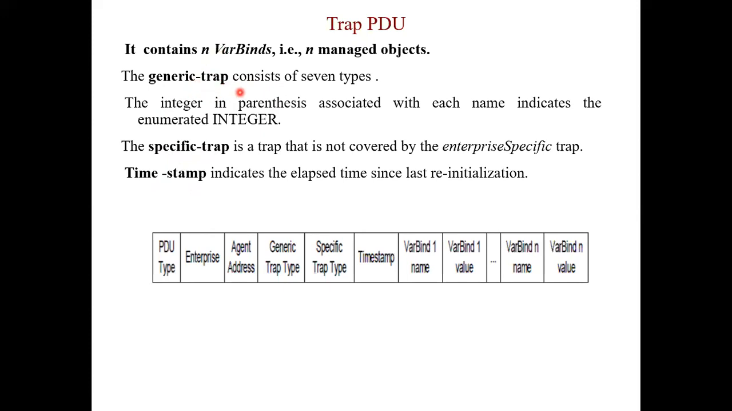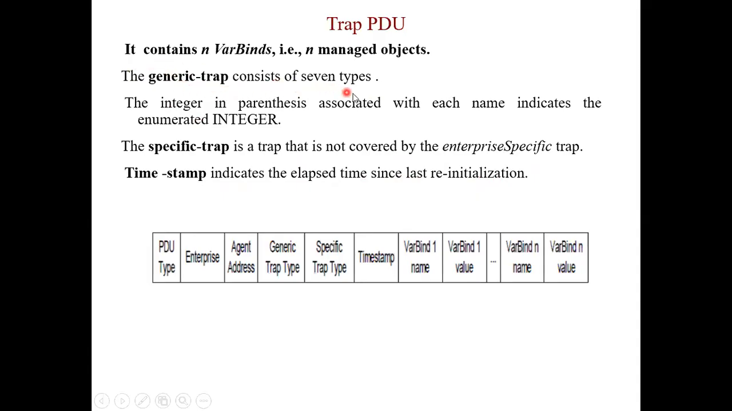Okay, so generic trap is again of 7 types. We will see what those 7 types of trap are. Then there is a specific trap. Specific trap is a trap that is not covered by the enterprise specific trap. So what is enterprise specific trap? We will see. And the timestamp indicates the time elapsed since the last reinitialization. Now you will wonder, what is a trap?